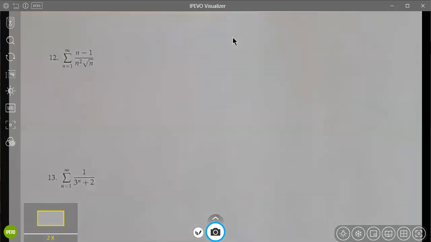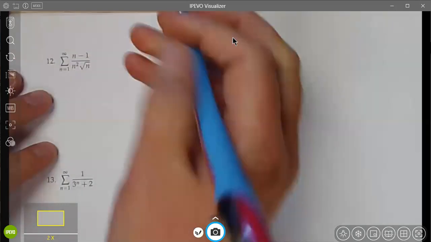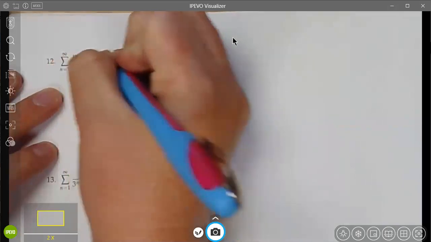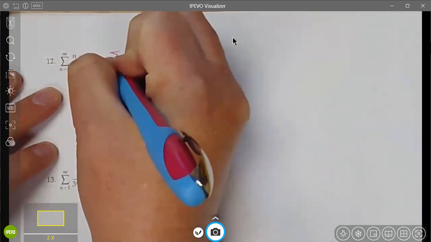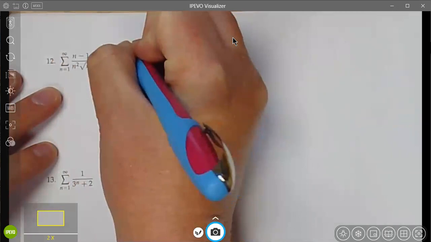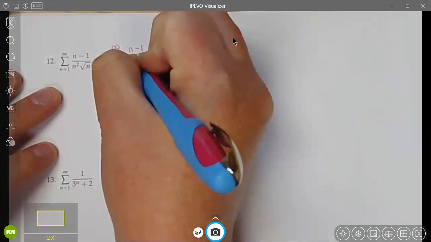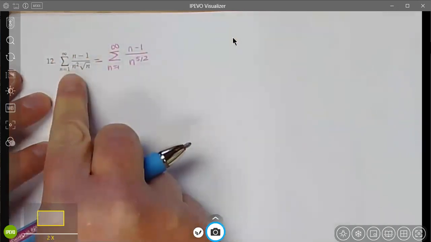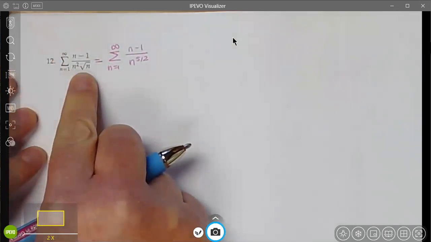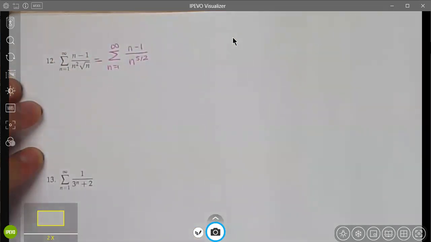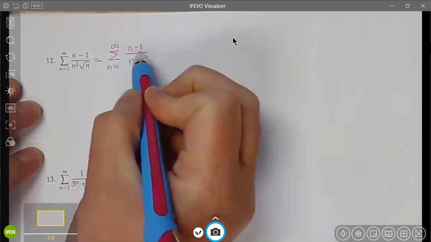Number 12, the series n equals 1 to infinity, n minus 1 over n squared root n. The first thing I want to do is simplify the denominator. So I'm going to rewrite this as the series n equals 1 to infinity, n minus 1 over n to the 5 halves. So I combine the n squared and the root n. And now I need to find a series to compare it to. I'm going to start with the numerator.